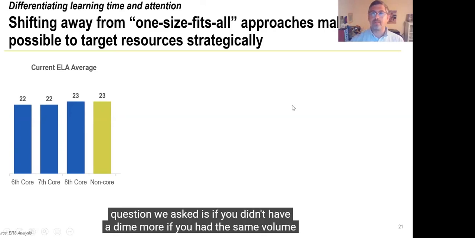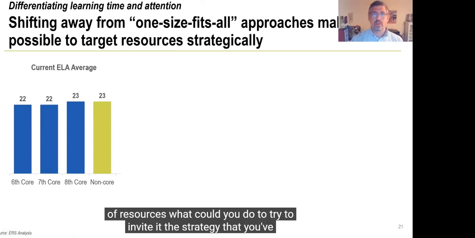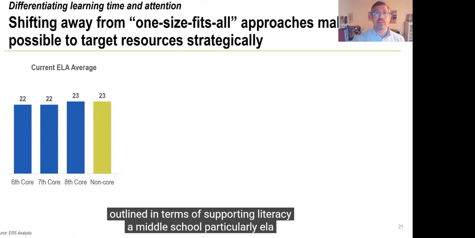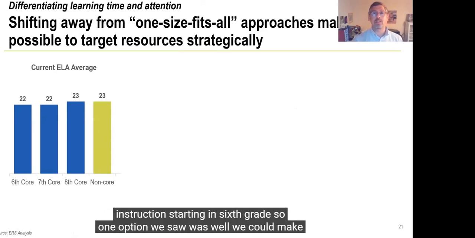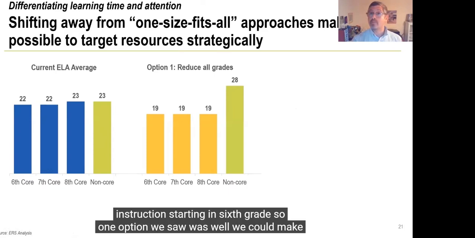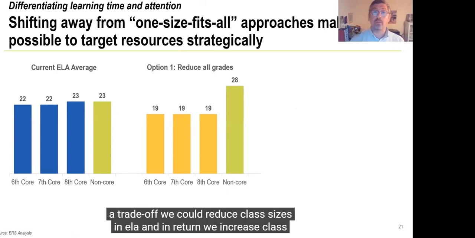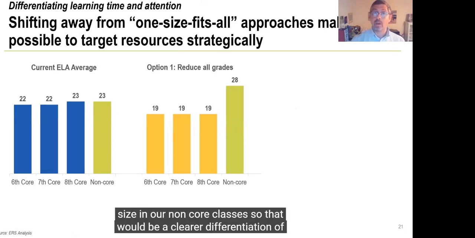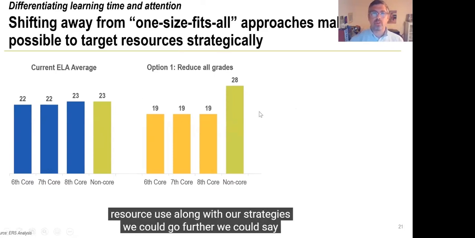And the question we asked is, if you didn't have a dime more, if you had the same volume of resources, what could you do to embody the strategy that you've outlined in terms of supporting literacy in middle school, particularly ELA instruction starting in 6th grade? So one option we saw was, well, we could make a trade-off. We could reduce class sizes in ELA, and in return, we increase class size in our non-core classes. So that would be a clearer differentiation of resource use along with our strategies.